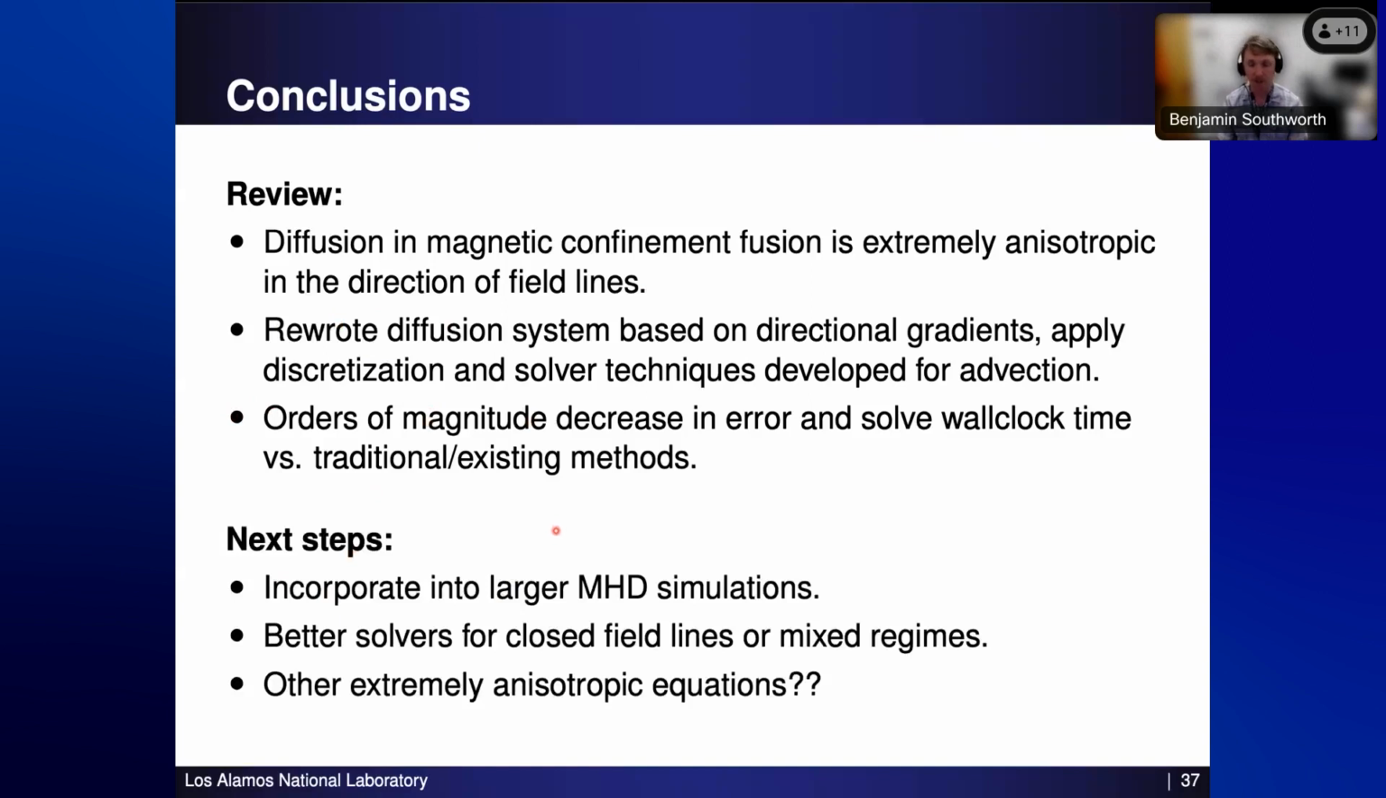The first step is just doing nonlinear temperature evolution. So we have a nonlinearity in the diffusion coefficients that depends on temperature. We're still working on better solvers for the closed field lines and also mixed regimes. A lot of what we care about, it's just going to be 10 to the 9, 10 to the 10. But in theory, you could have problems where that varies dramatically over the course of the domain.